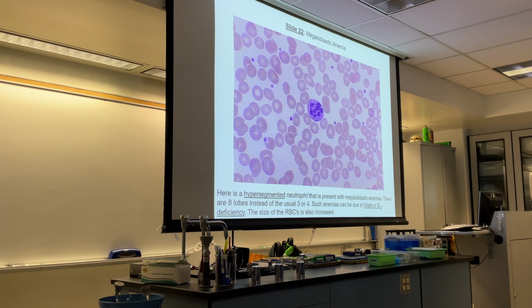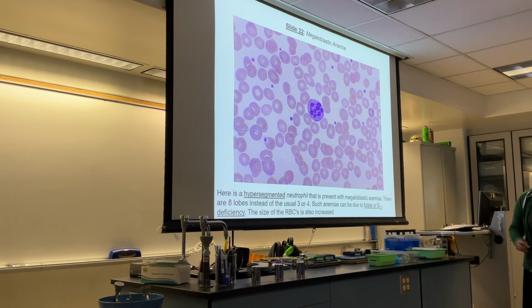Your red blood cells are also larger than normal. This is now what we would call a macrocytic disease. Remember earlier we had something that was microcytic, where the red blood cells are smaller than normal. In here, you have macrocytic, larger red blood cells. This is due to a folate deficiency. Folate is the same thing as vitamin B12.